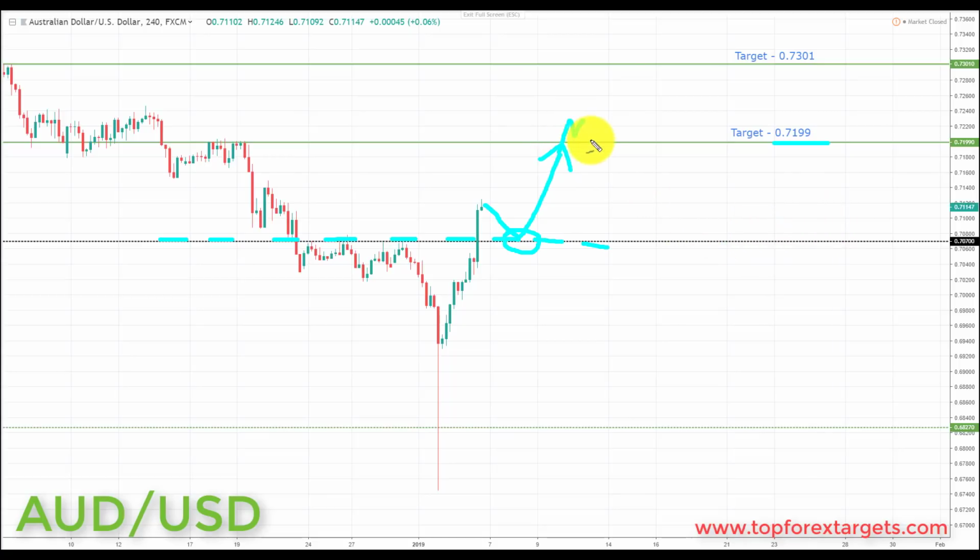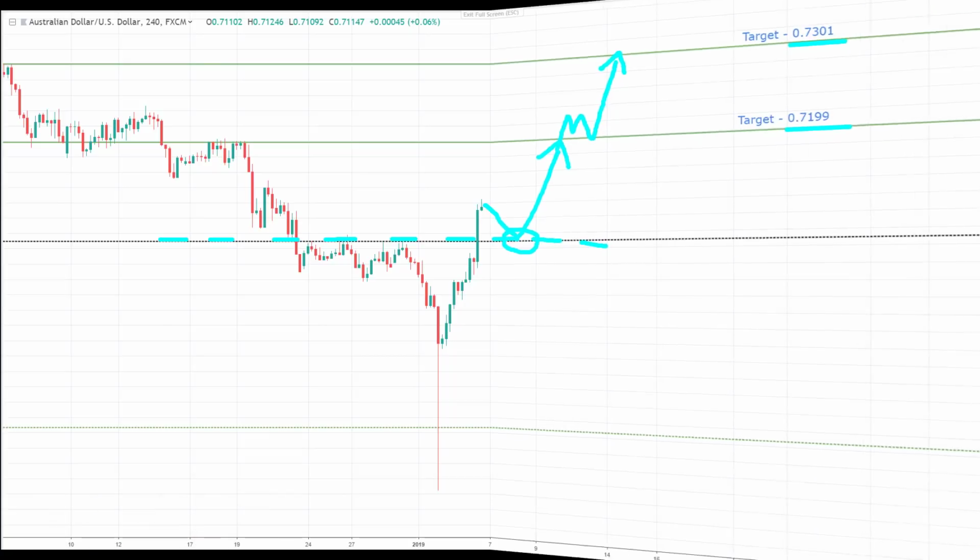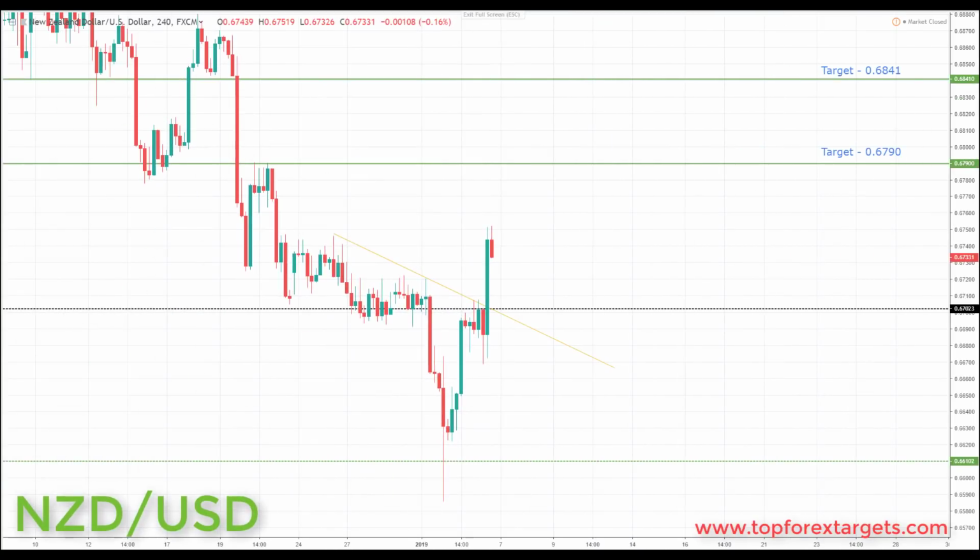And if we can get a breakthrough here, we're going to be looking up towards the next key area of resistance to the upside and target 2, the 0.7301. So next pair we're going to look at is New Zealand dollar.